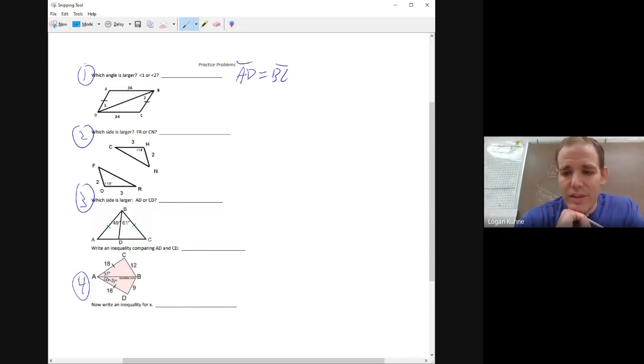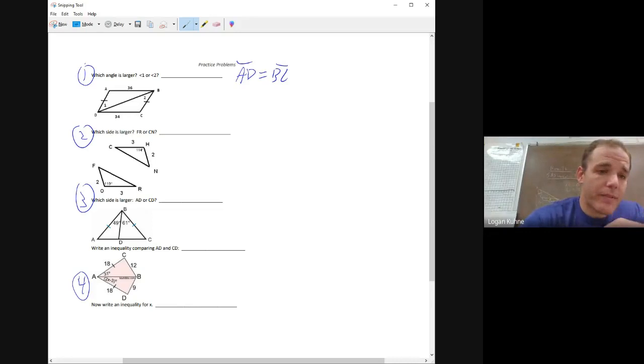Ooh, Jessica with the quick draw. BD and BD. So, yes, you are correct if you said AD and BC. That's correct, but the other pair of congruent sides is this one right here in the middle by reflexive property. So, I've got two pairs of congruent sides. BD is congruent to BD. Now the question is, which angle is larger, angle one or angle two? Put your answer in the chat, please.